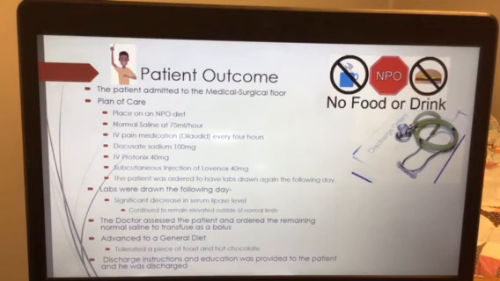The patient was ordered to have his labs drawn again the next day, and his labs the next day indicated a decrease in serum lipase levels, but they were still outside of normal ranges. The doctor assessed the patient and ordered the remaining normal saline to transfuse as a bolus. As we talked about previously, the patient needs to be hydrated, so he ordered that to transfuse more rapidly. His diet was advanced to a general diet, and he tolerated a piece of toast and a hot chocolate. And the patient was discharged home with discharge instructions and education as needed.